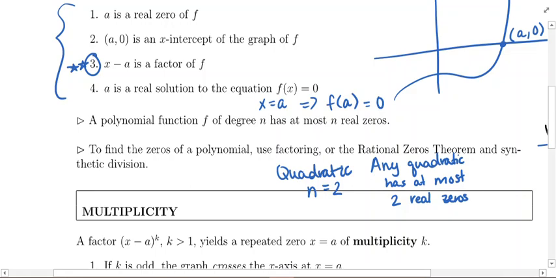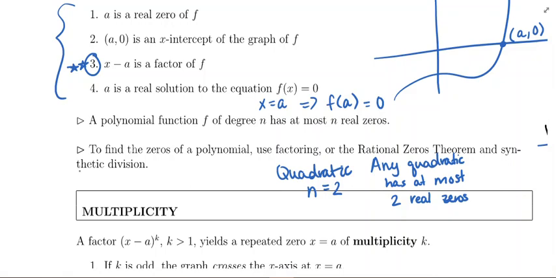All right, last thing about zeros here, it says to find the zeros of a polynomial, use factoring. That's what we're familiar with. We are going to talk about something called the rational zeros theorem and synthetic division. So in some cases you may have to go that route. So don't freak out about that. I'll explain it when we get there. But for now, just stick with factoring to find your zeros.